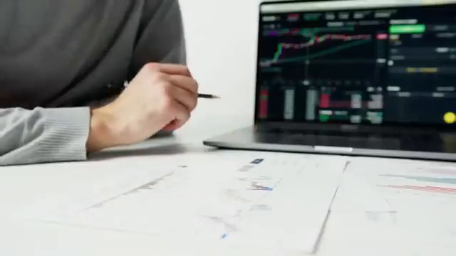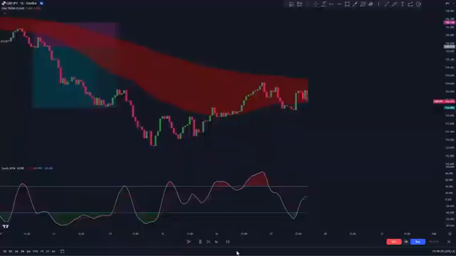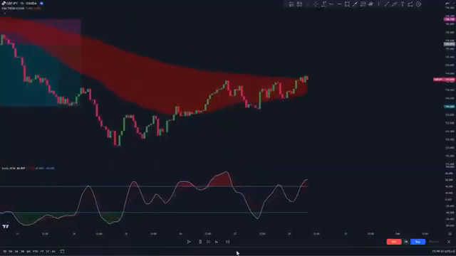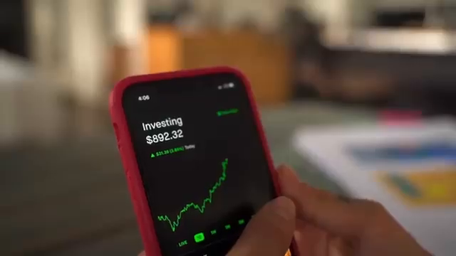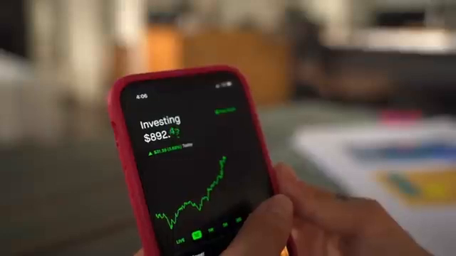giving traders a comprehensive view into the heartbeat of the market. Harnessing the SMI indicator isn't just about identifying overbought or oversold conditions. It's about gaining insights into the market's potential future direction, allowing for proactive rather than reactive decision making.